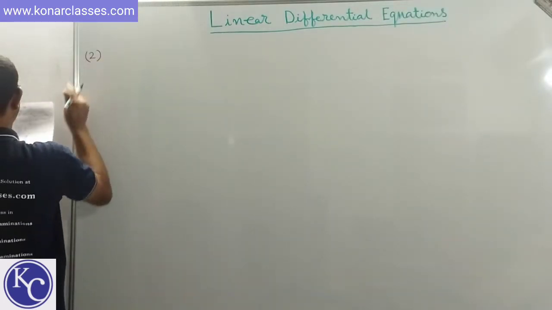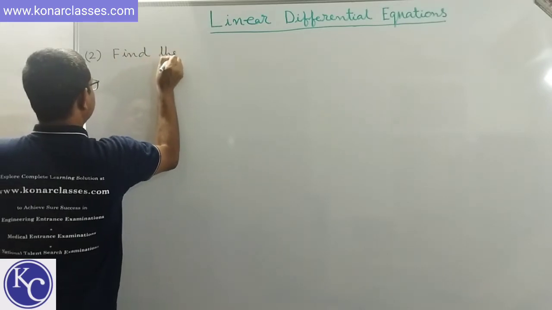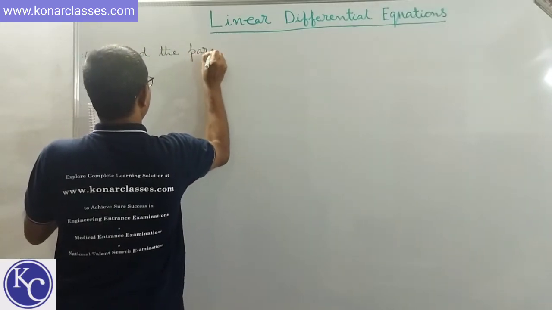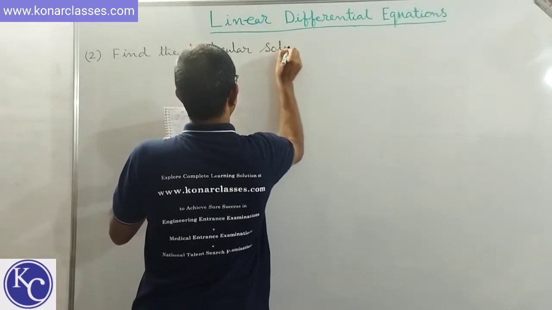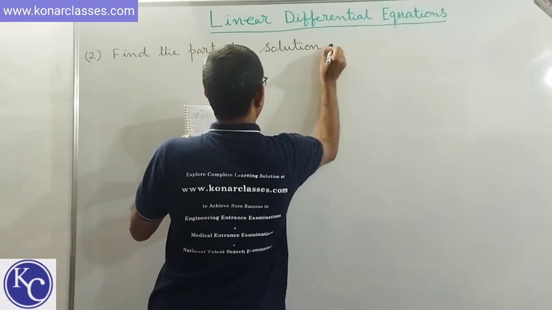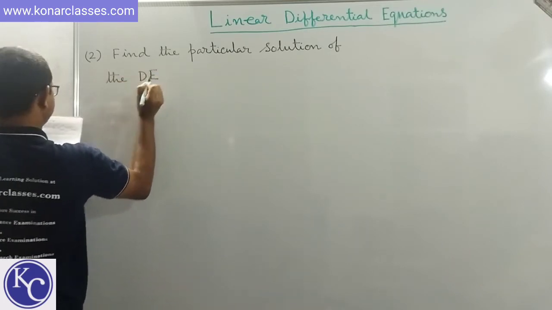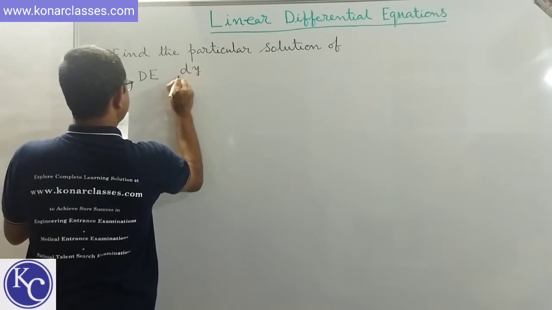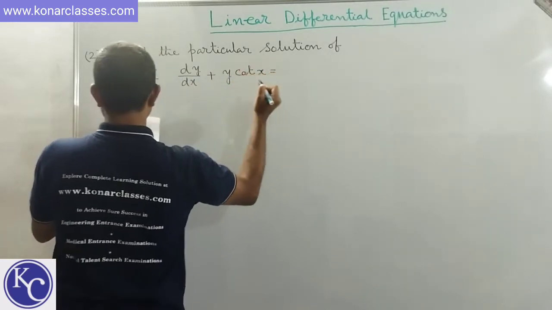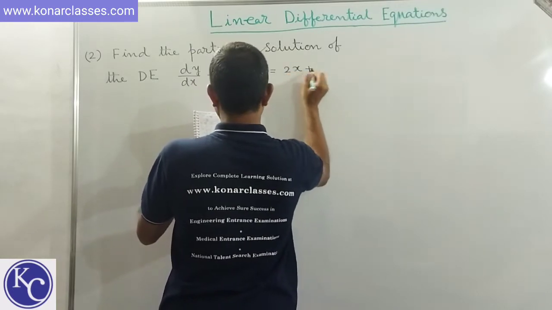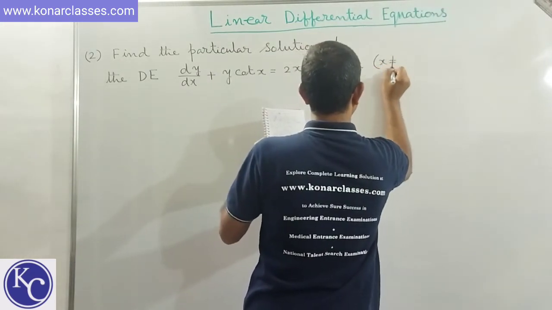Question: find the particular solution of the differential equation dy/dx plus y cot x is equal to 2x plus x square cot x, and it is given that x is not equal to 0.